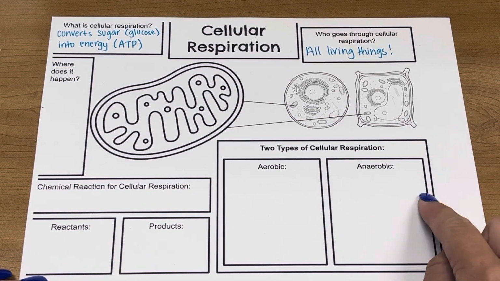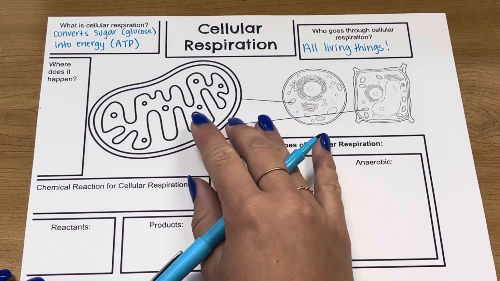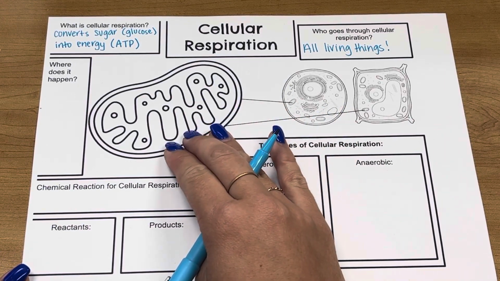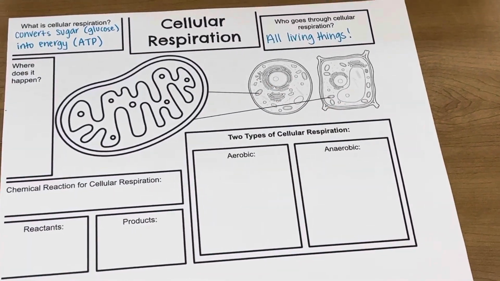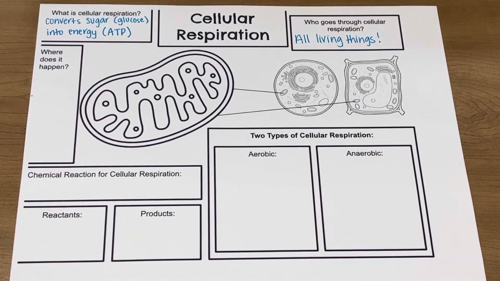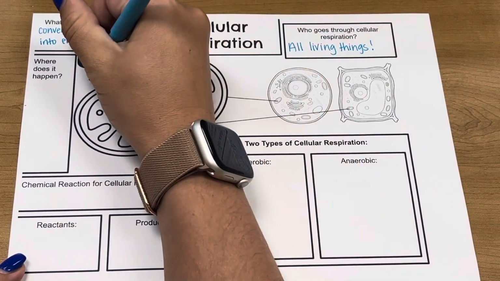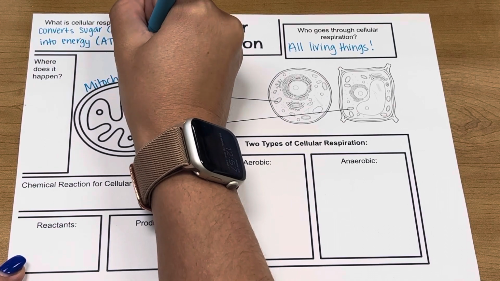Now, prokaryotic cells do go through cellular respiration. They basically go through this process not in this big giant organelle, because remember, a prokaryotic cell does not have membrane-bound organelles, but it can still go through cellular respiration, just not within this organelle itself. So let's go ahead and label this organelle. It happens in the mitochondria.